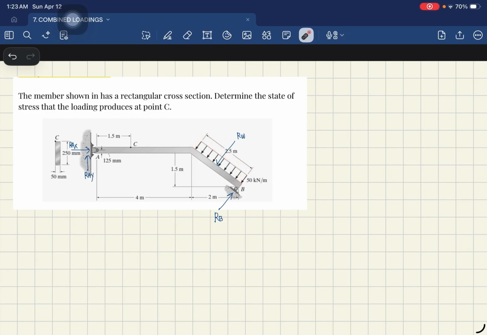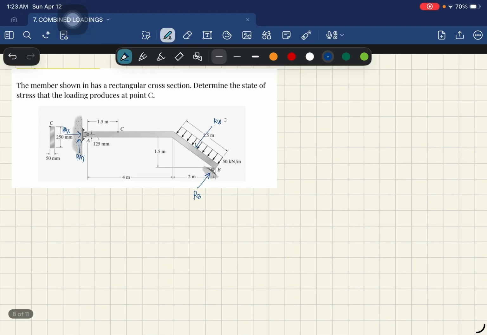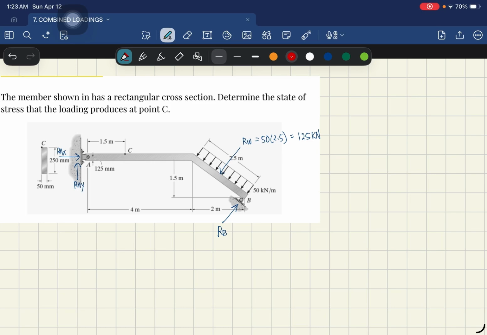Then meron siyang one reaction at support B. Then may given ditong uniformly distributed load. Para makuha natin yung resultant niya na nasa gitna, i-multiply natin yung uniform load 50 kN per meter sa 2.5 para maging resultant yung uniformly distributed load na equal siya sa 50 times 2.5 equals to 125 kilonewton. Okay, so let's have the solution for the reaction at support B. So kukuha tayo ng reaction at support B pag nag-take a moment tayo sa support A.